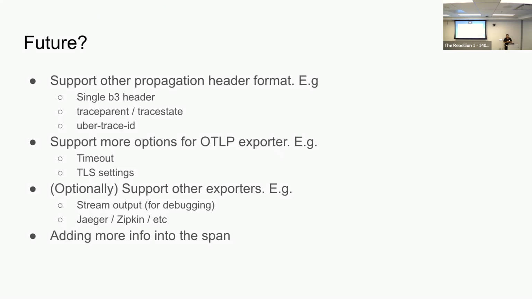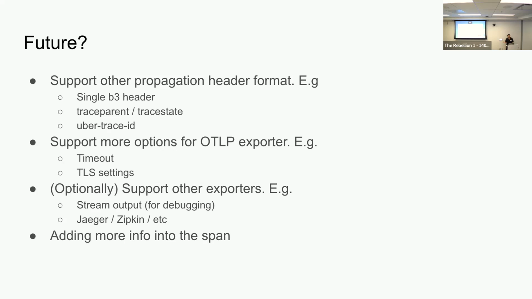So I just put it out there in open source, but there's a lot more we can do with it. Right now I just chose the B3 headers as the propagation headers. But in the wild world, there are many different types of propagation headers that we can use. Jaeger is from Uber, so they have this Uber trace ID, which is what they use as the propagation header. I think traceparent and tracestate is a different software that uses those as their propagation headers.